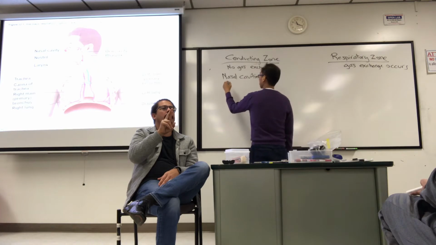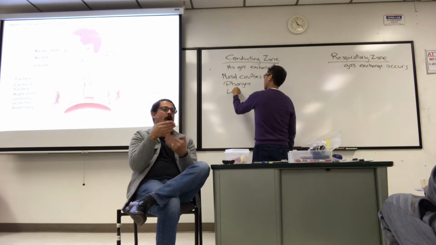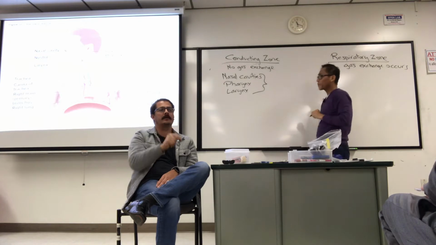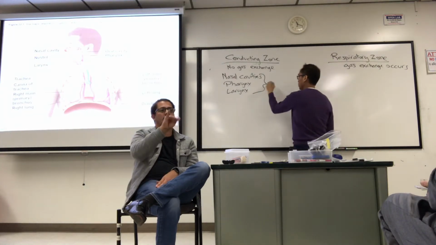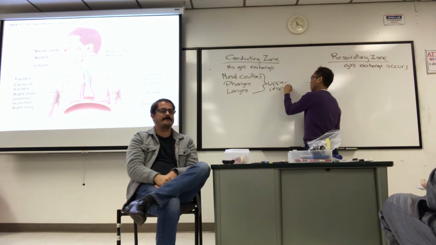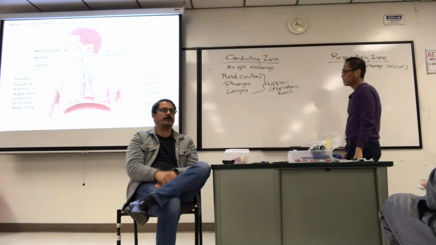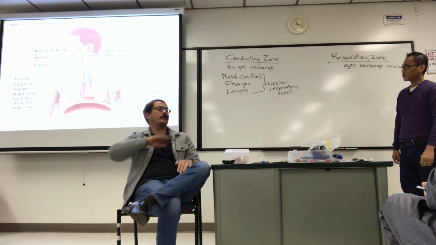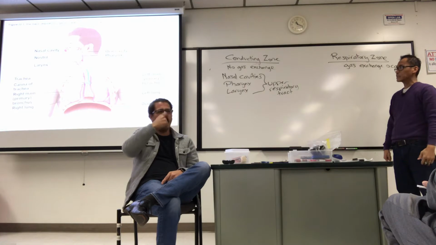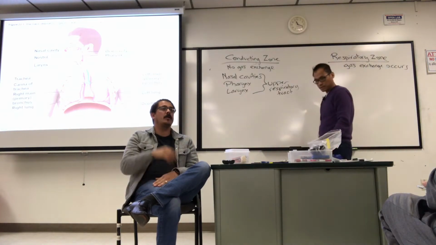Nasal cavities, pharynx, larynx: upper respiratory tract, part of the conducting zone. Anywhere inferior to the larynx is pretty much lower respiratory tract. Upper respiratory tract, that's when you have a sore throat or a head cold, those areas that get infected. Okay, now past the larynx are your larger airways.